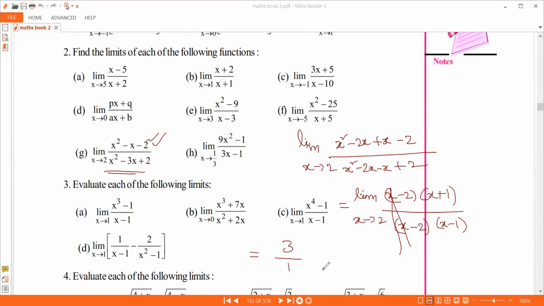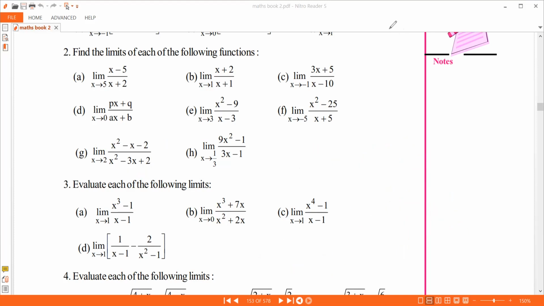X goes to 2. So 2 plus 1 is 3, and 2 minus 1 is 1. 3 by 1 is 3, right? So the answer is 3. Fine. Now let's move on.